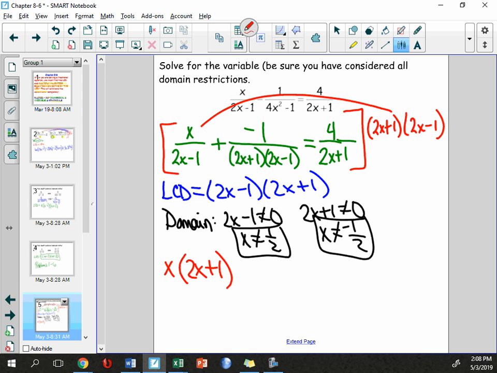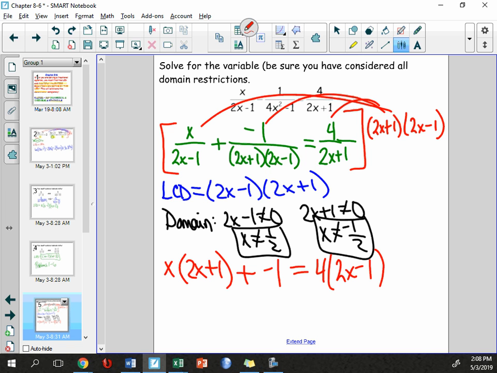Go to the second fraction. Plus, what cancels out? They both do, so what remains? The negative 1. Equals, and the last one. The 2x plus 1 cancels out, so what remains? 4 times 2x minus 1. Your goal is to have no denominator anymore. Your denominator should be eliminated as soon as you do the step. Do we all understand that?